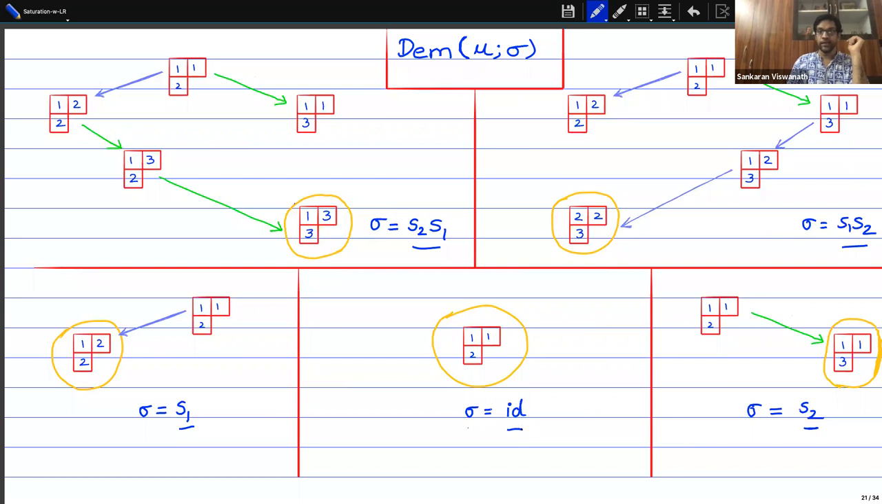So if sigma is the identity, then of course I only get the top guy, only the superstandard. If it is S1, then I get the superstandard and the guy which is obtained by applying an F1. If sigma is S2, I get the superstandard and the one that's obtained by applying F2. If I take S1, S2, for example, I have the superstandard, then this is F1 applied to that, F2 applied to that. This is F1, F2, and this is F1 square. So, each of these is an additional F1.